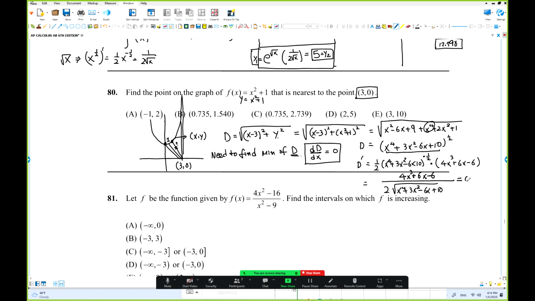This one must be equal to 0. You have to solve this one. The denominator cannot be 0, that's undefined. So we're going to find the value of x when this value is 0. Are you okay with this?